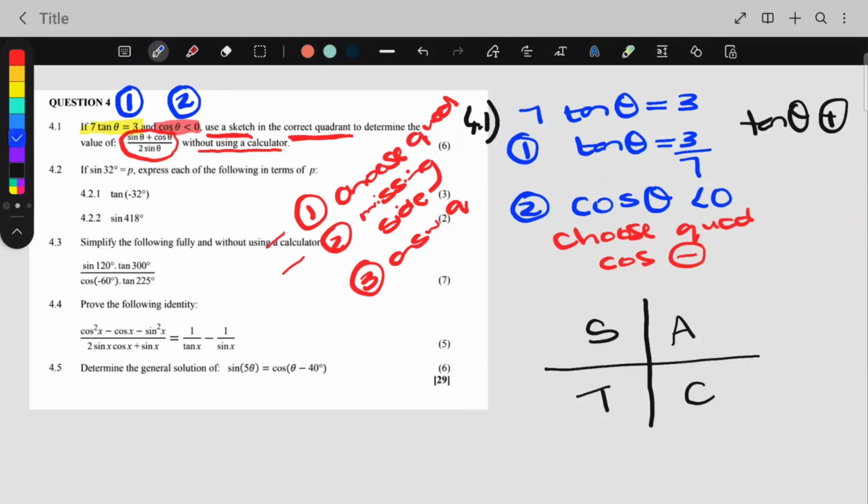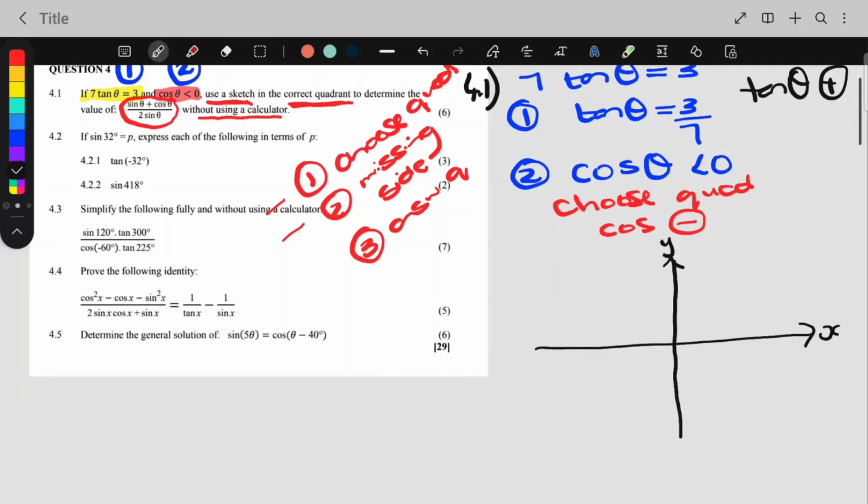So let's do our first restriction. Where is tan positive? Tan is positive where it says all and where it says tan. Then where is cos negative? Cos is negative. Remember, not positive, negative. Cos is negative where sine is positive and where tan is positive. That's where cos is negative. Do you see that the quadrant with 2 ticks is quadrant number 3? So I'm going to choose quadrant number 3 to draw my diagram in.